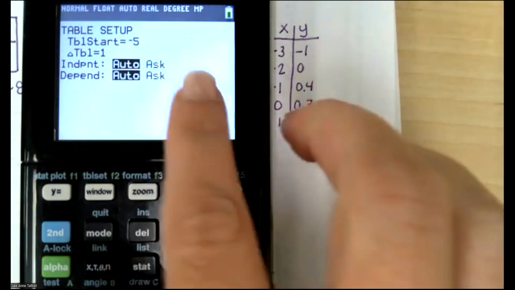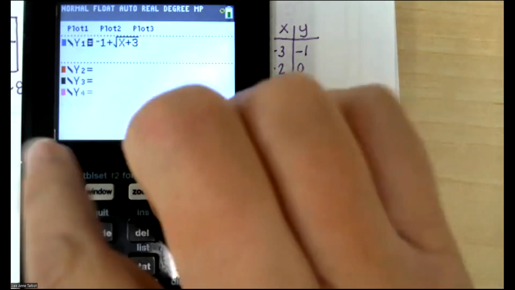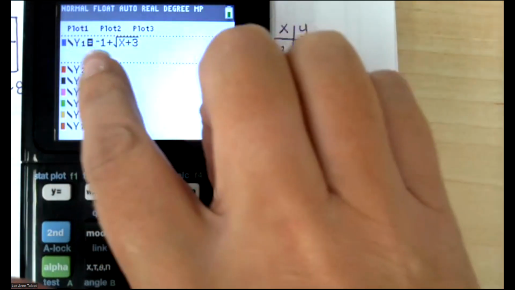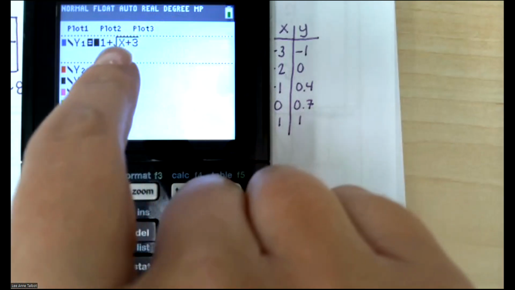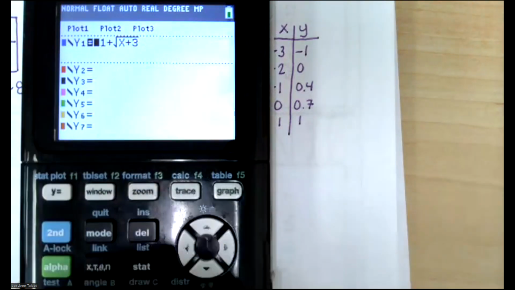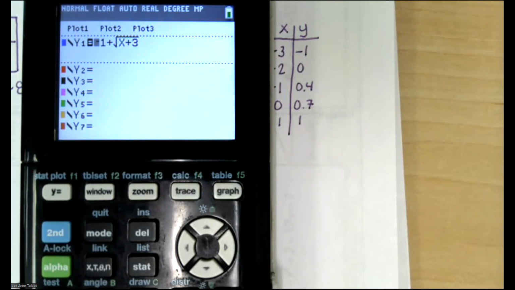You probably have a plot on. Did you check to see if your plots were on? Like these things at the top need to be not highlighted. Okay, so now try it. So go up to it, scroll to it, hit enter to turn it off. And then hit graph. Vivian, did you get it, honey?